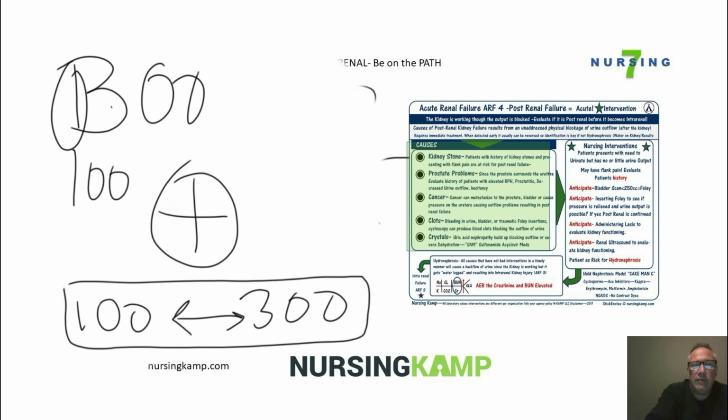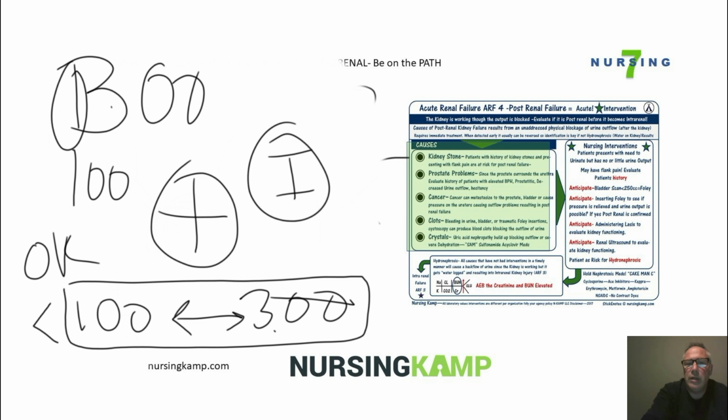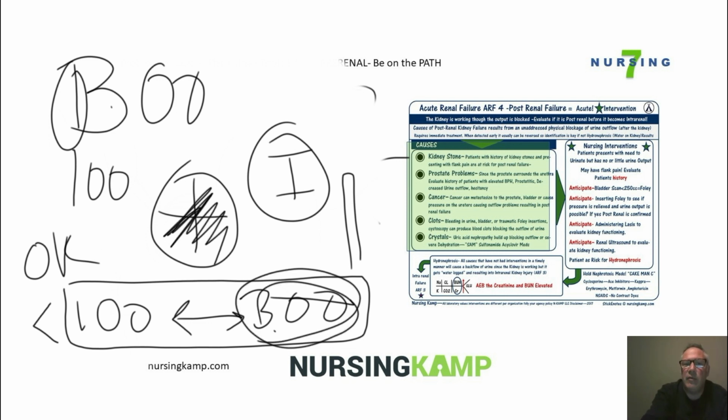Now, if they've just voided and there's less than 100, you're okay. There's nothing wrong. However, if you have greater than 300, or 250 and above, you generally will need an intervention, like putting a Foley in or something like that. You need to do something about that, because that's too much urine to be in the bladder, and that means they're filling up. And like I said before, the risk is that it becomes hydronephrosis.